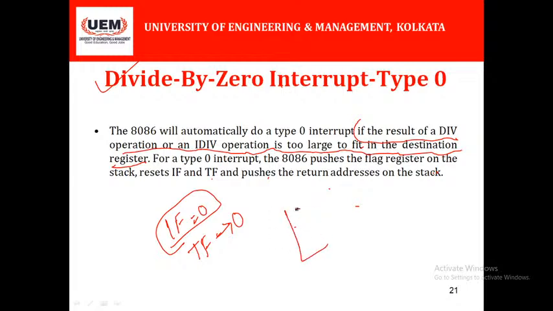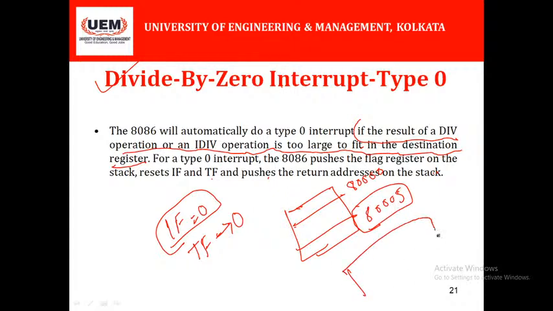Return address means, suppose your ISR has started from 80,000 and it has ended at 80,005. So 80,005 is your last address, and now your main program is starting from say 70,000. So 70,000 is basically the return address where your control needs to come back after executing the return instruction present at 80,005.